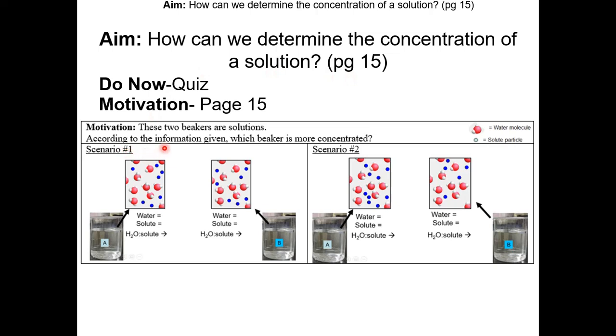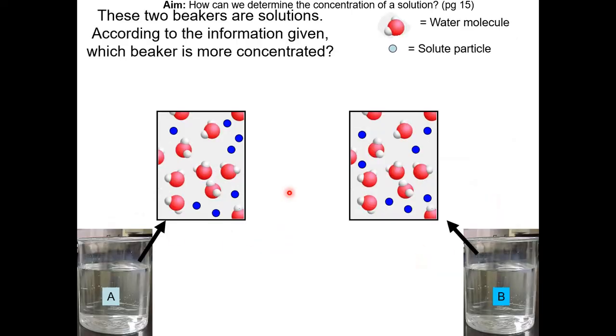Motivation. According to the information given, which beaker is more concentrated? Take a moment to look at Scenario 1 and Scenario 2. From the previous lesson, concentration is based off the number of particles that is dissolved in solution. So in Scenario 1, we're first going to count the number of water molecules and solute particles in each solution.